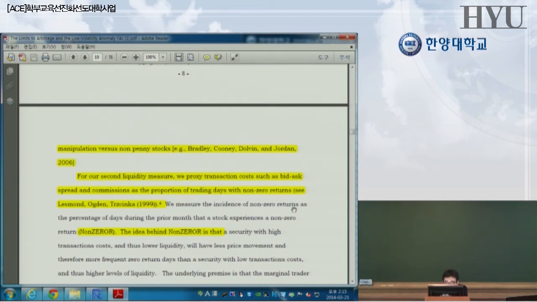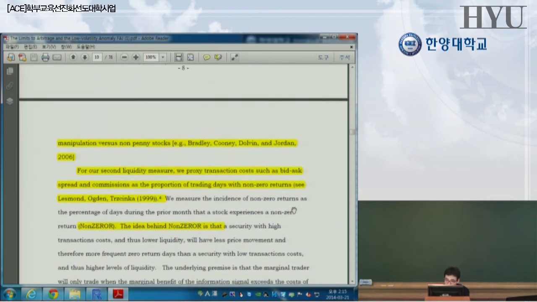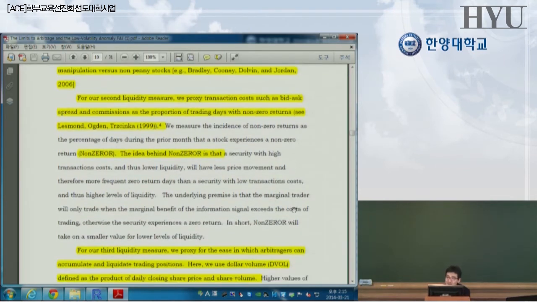The idea behind the non-zero measure is that a security with a high transaction cost and thus low liquidity will have less price movement and therefore more frequent zero return days than a security with low transaction cost and thus higher liquidity. It makes sense, right? The underlying premise is that the marginal trader will only trade when the marginal benefit of the information signal exceeds the cost of trading. Otherwise, the security experiences zero return, right?